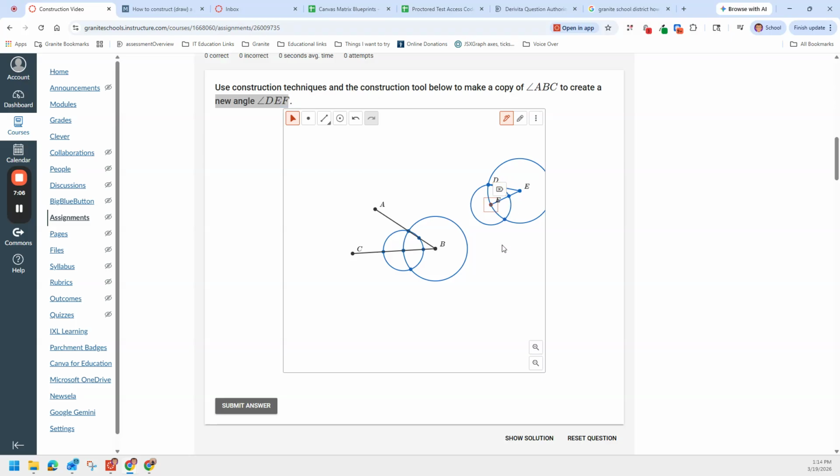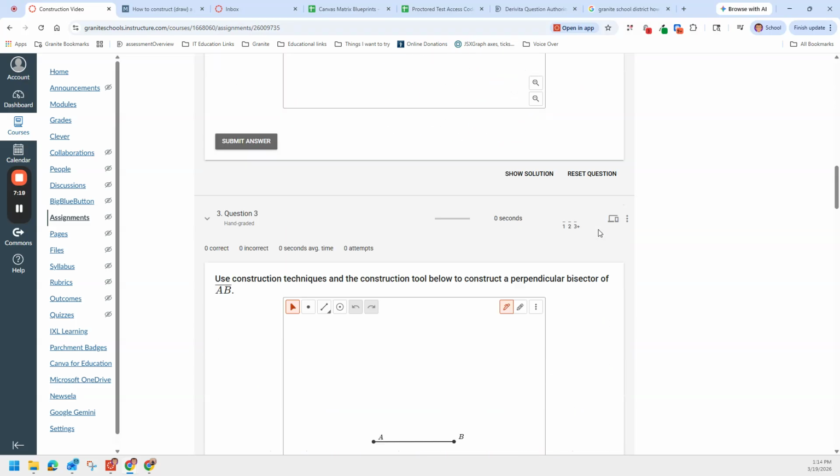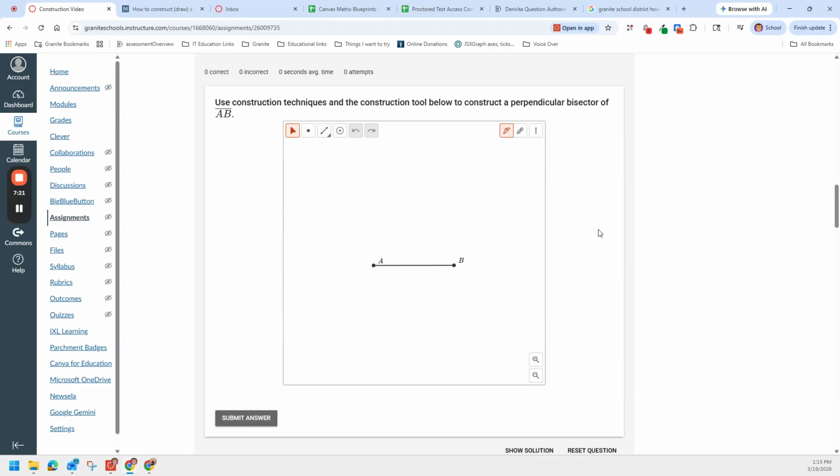These lines are that same angle apart, and we've guaranteed that through these circles. Okay? All right, so we've copied lines, we've copied angles. Now we're going to learn about creating a perpendicular line, and not just any perpendicular line, a bisector.